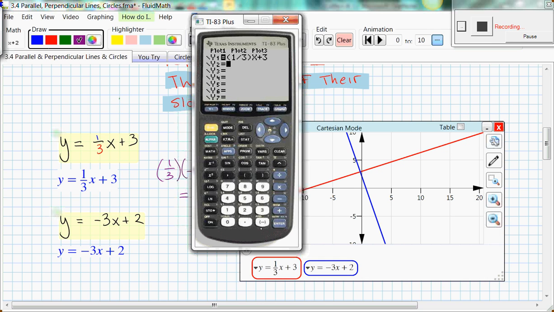Type in negative, use the negative button, not the subtraction button, the negative button. -3x plus 2. And then, of course, we want to make the distinction between the two lines. So let's go over here and make that one a little thicker by pushing enter. Now, let's hit graph together, and you should see this.